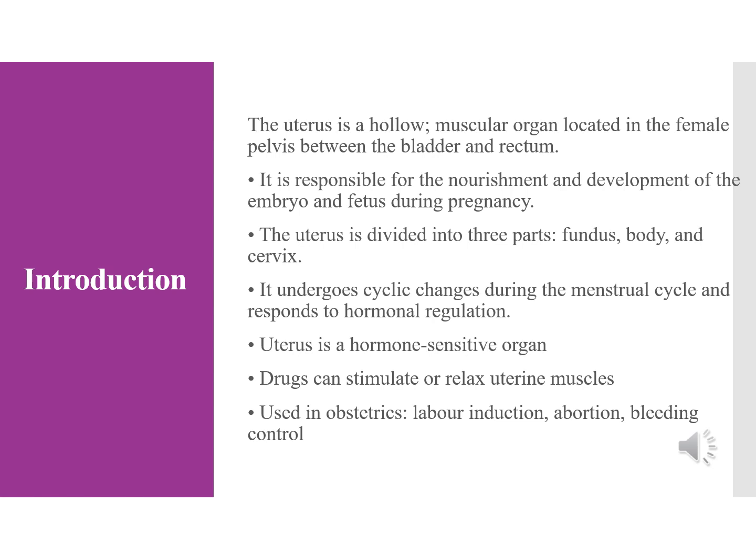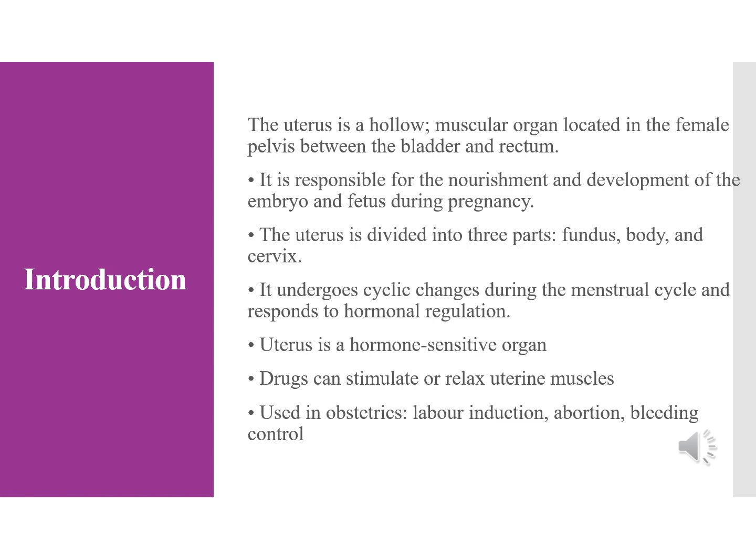Let's start with the introduction of the organ uterus before starting with the uterine stimulants and the uterine relaxants. The uterus is a hollow muscular organ which is located in the female pelvis between the bladder and the rectum. This organ is responsible for the nourishment and development of the embryo and the fetus during the pregnancy period. The uterus is divided into three main parts: the fundus, body, and cervix.